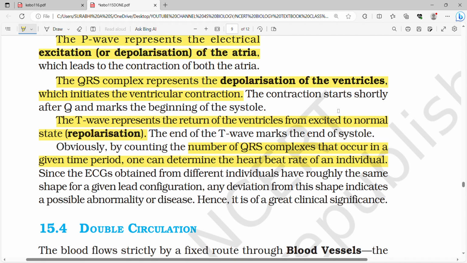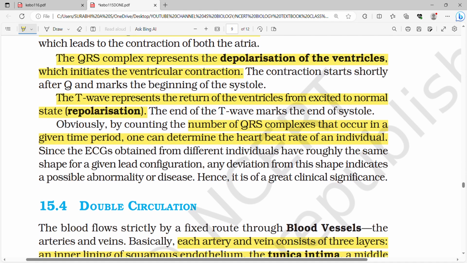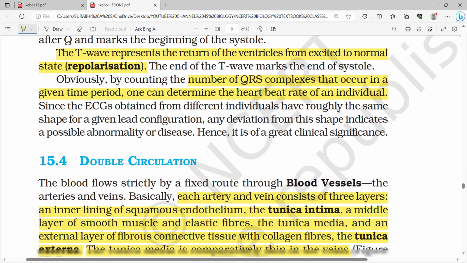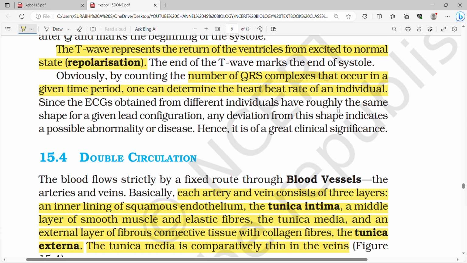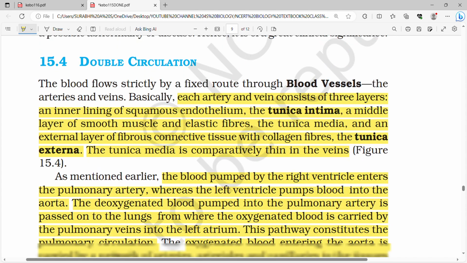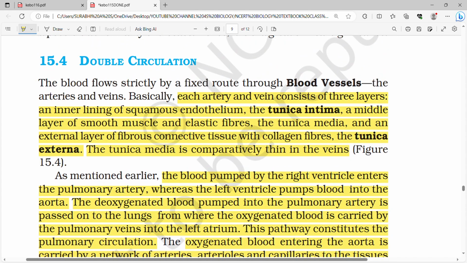QRS is depolarization of ventricles and T wave is repolarization of ventricles. So the number of QRS complexes that occur in a given time period, one can determine the heartbeat rate of an individual. Next, moving on to double circulation.